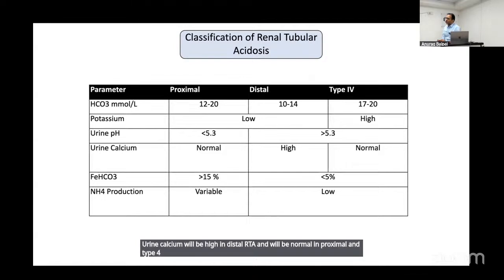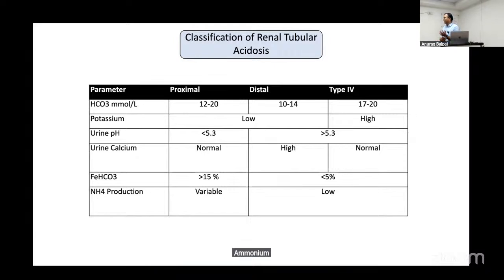Fractional excretion of bicarbonate after giving a bicarbonate loading should be more than 15% in proximal and less than 5% in distal and type 4. Ammonium production is variable in proximal and it will be low in distal and type 4.